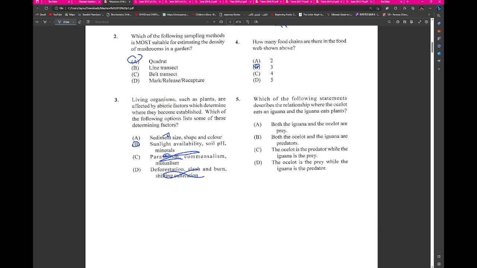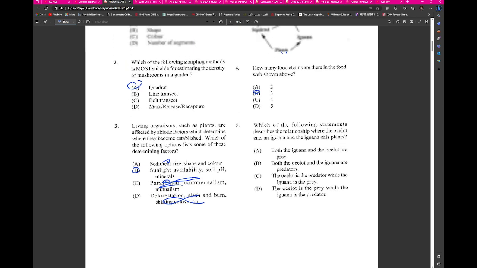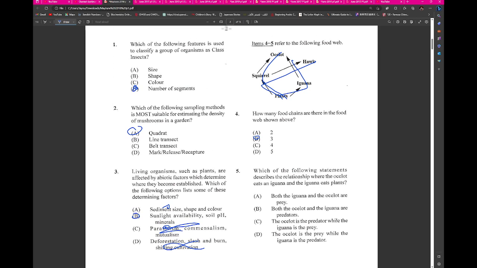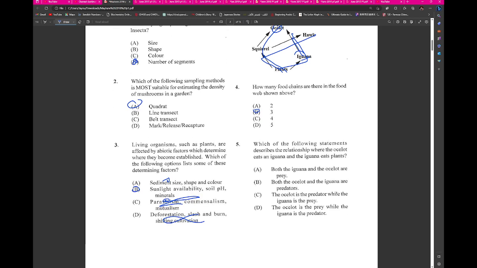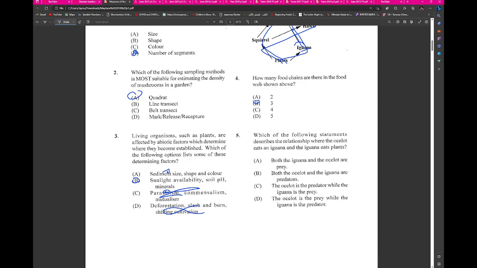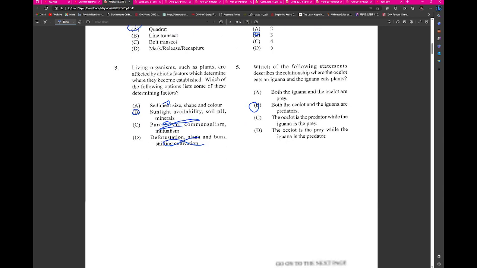Which of the following statements describes the relationship between the ocelot and the iguana? Where the ocelot eats the iguana and the iguana eats a plant. So an ocelot eats the iguana and the iguana eats a plant. This is probably both iguana and the ocelot are predators.